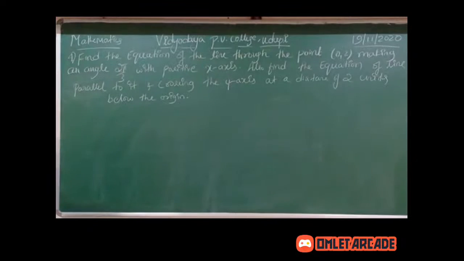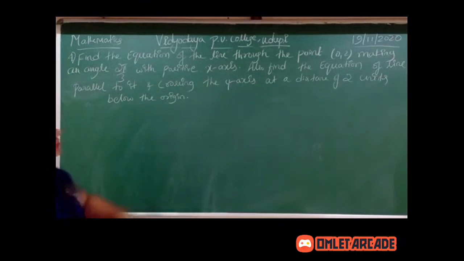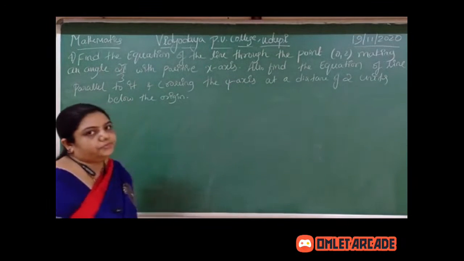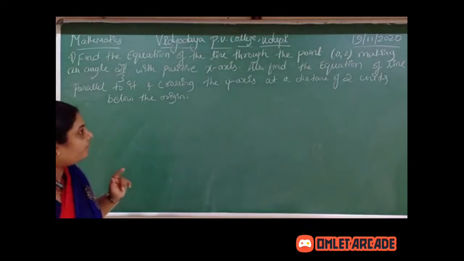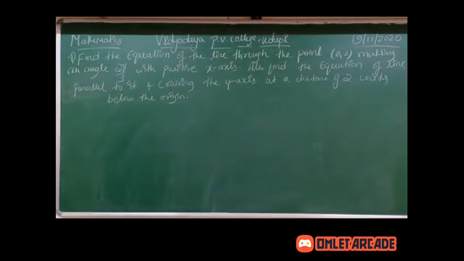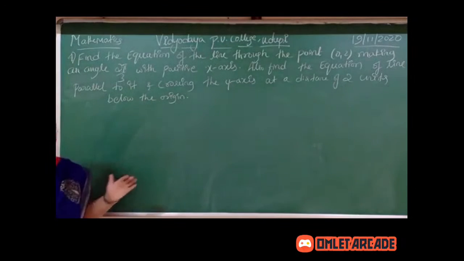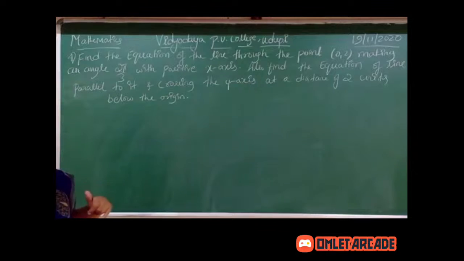Find the equation of the line through the point (0, 2), making an angle 2 pi by 3 with the positive x-axis. Also find the equation of a line parallel to it and crossing the y-axis at a distance of 2 units below the origin. Actually, we have two parts of the question, isn't it? So first we will move on to the first part.